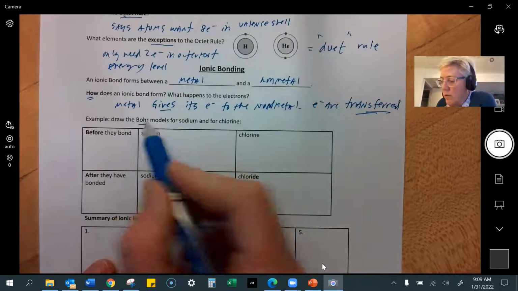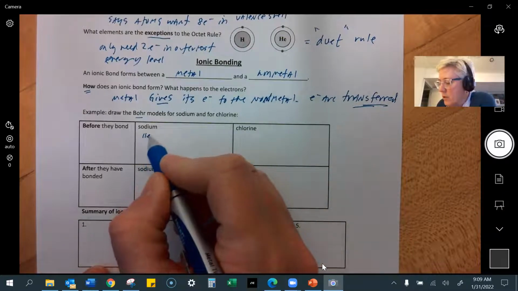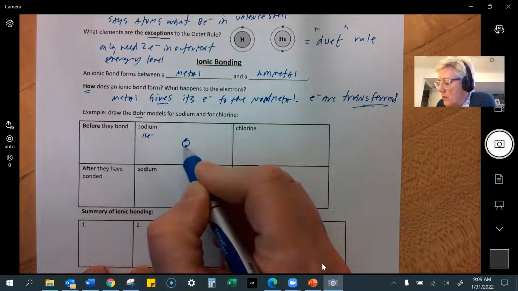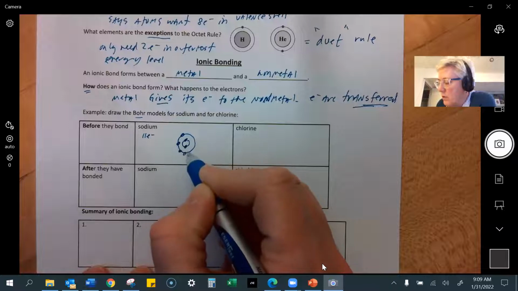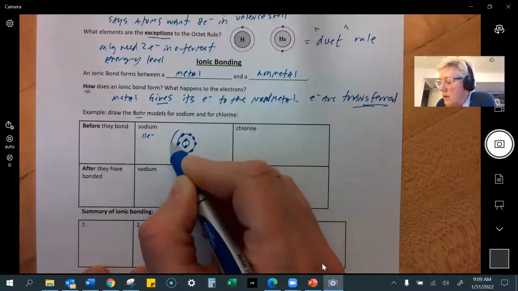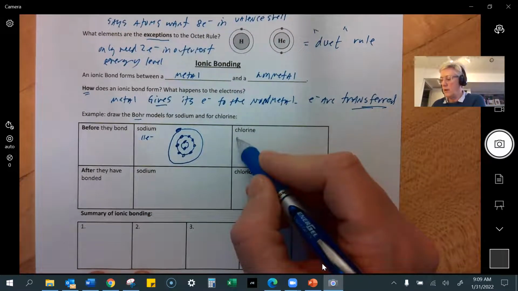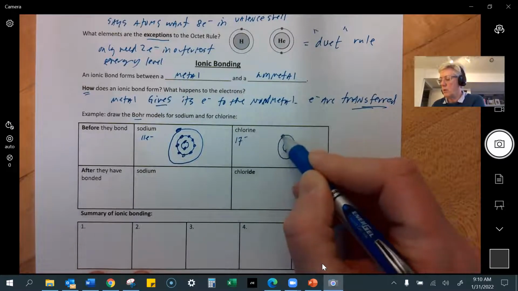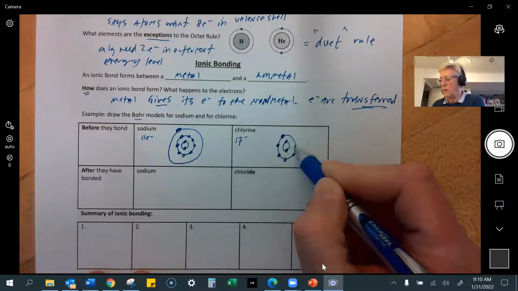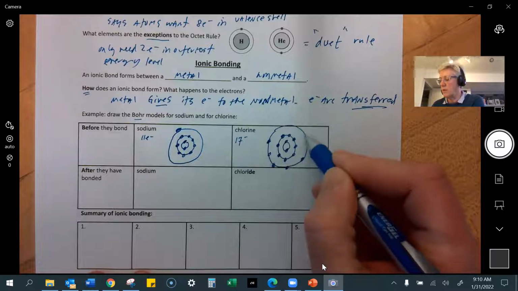Okay, these are the Bohr models with the rings. You know how much I like to draw these. Okay, so let's do sodium. It's got 11 electrons. So here's the first two in energy level 1. Energy level 2 has 8. 1, 2, 3, 4, 5, 6, 7, 8. Energy level 3 has 1. So that's a total of 11. Chlorine has 17 electrons. So here's 2. 1, 2, 3, 4, 5, 6, 7, 8. Energy level 3 for chlorine has 7. 2, 3, 4, 5, 6, 7.